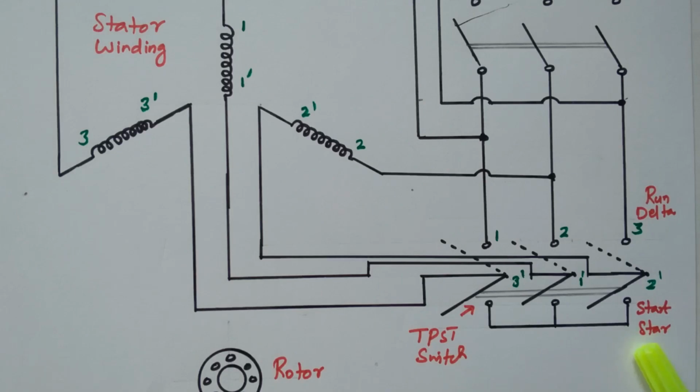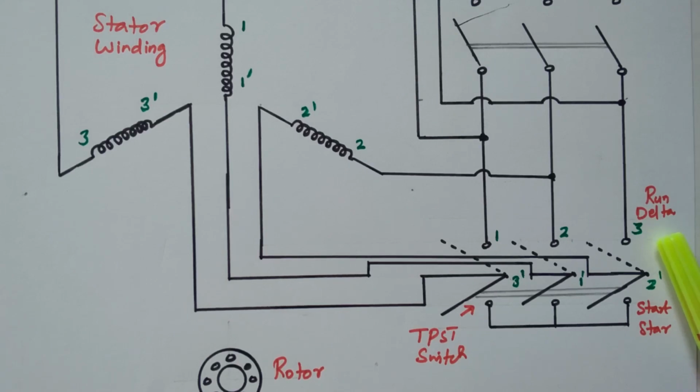Once the induction motor gains the normal speed, the switch is changed over to the running condition, that is, the delta connection. The TPST switch is changed from bottom to top, so that the induction motor stator winding is connected in delta connection. During delta connection, it will draw the full voltage, root 3 times the voltage, so that the rated voltage will be applied to the stator winding, the current drawn also gradually increases and the motor will run at the normal speed.